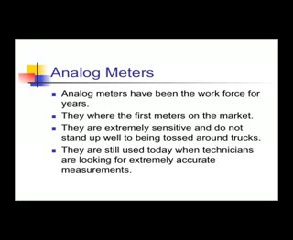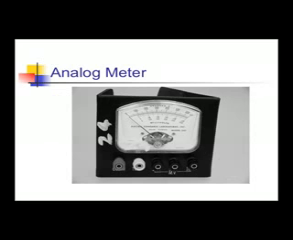There are two basic types of meters. First, you have your analog meters. Those are the oldest meters, the first meters on the market. They're extremely sensitive. Sometimes they're still used today when you're looking for extremely accurate measurements.